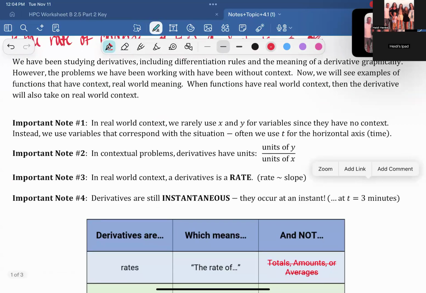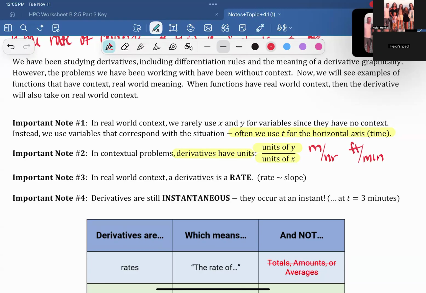In real world context, we rarely use x and y. Most of the time, we're going to use t for our x because we're going to do things with respect to time, like miles per hour, feet per minute, meters per second, things like that. So a lot of times the x that we use is going to be time. In contextual problems, derivatives have units, and it's going to be unit of the y over unit of the x. Like I just said, meters per second, feet per minute, things like that.